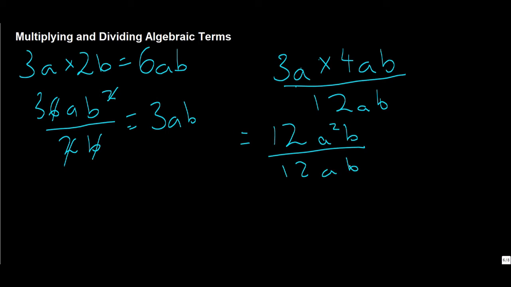12ab. Alright? Now we can cancel stuff out here. The first thing we can cancel out, that's pretty obvious just by looking at it, is the 12 and the 12, and then the b and the b, right? And as we did in this other equation with the b squared and the b, you can do the same thing with the a squared and the a. If you get rid of the squared and get rid of the a, all that's left is an a. So your answer is a.